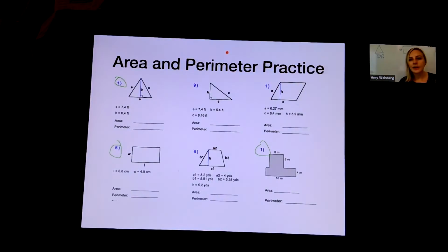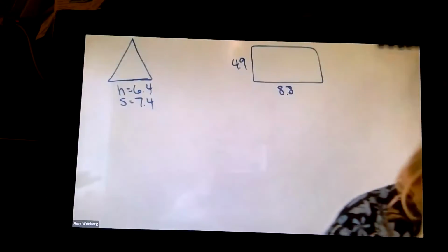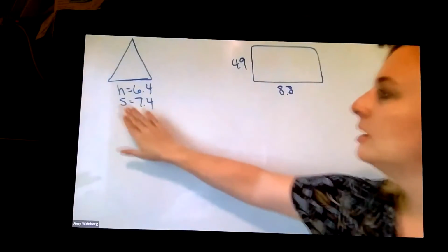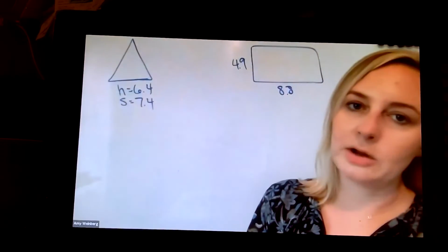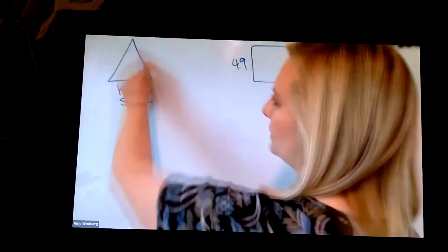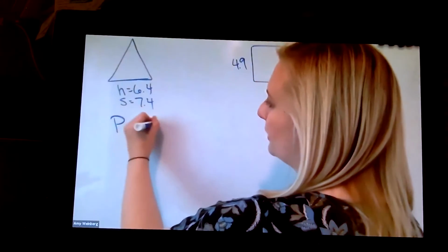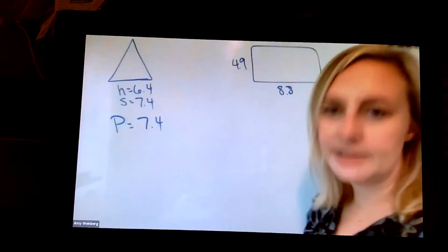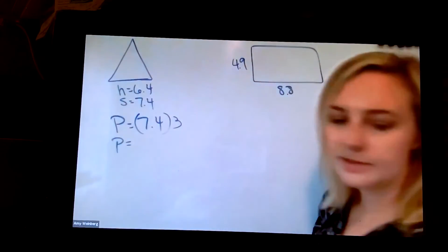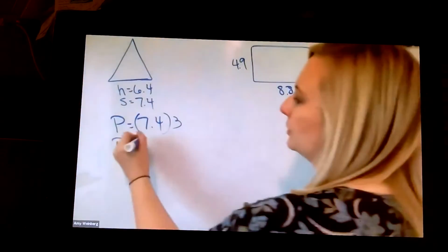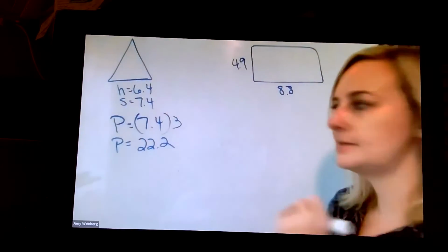Because we're a little low on time, I'm going to go over these right now. So the first one that we had was this triangle where they told us the side was 7.4, and it ends up being an equilateral triangle, right? All sides are equal. So 7.4 is 7.4. So perimeter for this one is 7.4 plus 7.4 plus 7.4. I'm just going to be short and multiply that by 3. And so the perimeter of this one, you should have gotten 22.2. Yes, no, maybe? Yes, okay.